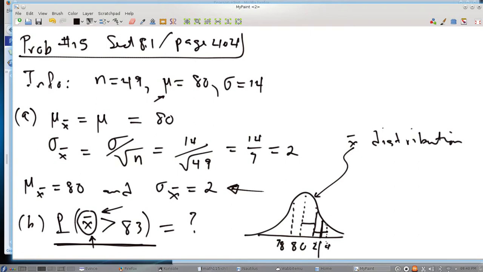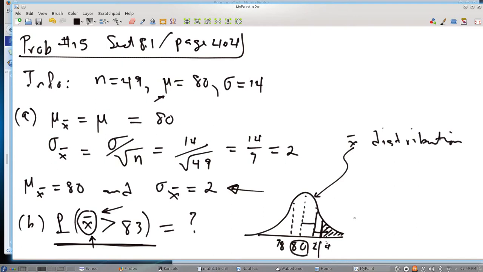And this is what we are looking for. We're looking for this region. We want to compute the probability of finding the mean value that is greater than 83. And now this is a general curve. It is a normal curve, but it is a general curve because it has an arbitrary mean value. This is not just a single mean value. This is the mean of the sample mean.